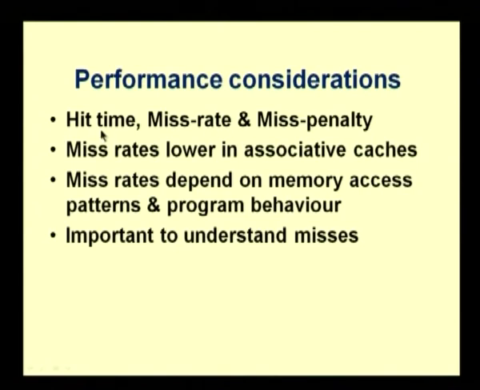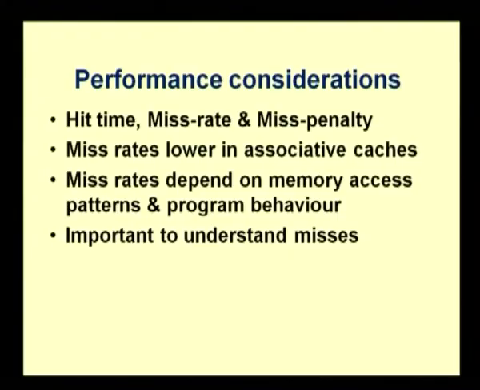So, when we talk of performance, there are these three terms that we normally refer to: hit time, miss rate and miss penalty. So, recollect these three terms. Hit time is the time that it takes to access a particular data in the cache, assuming that it is available in the cache. Miss rate is the number of accesses when it is not there in the cache. So, that is a miss. The miss rate is the number of times that you have a miss. Miss penalty is the time taken when there is a miss to access the data from memory and bring it into the cache.